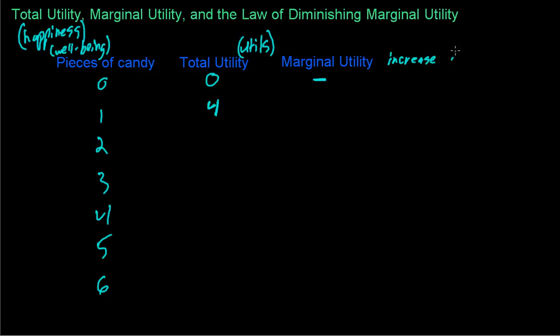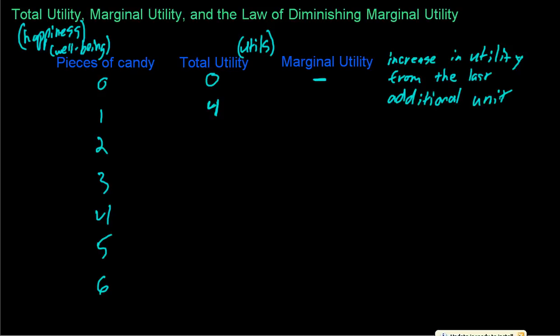Now, marginal utility, in this and in any context, is the increase in utility from the last additional unit. So in this case, when we only have 1 unit, 1 is our last additional unit. So our marginal utility here is going to be 4, because our total utility increased from 0 to 4.